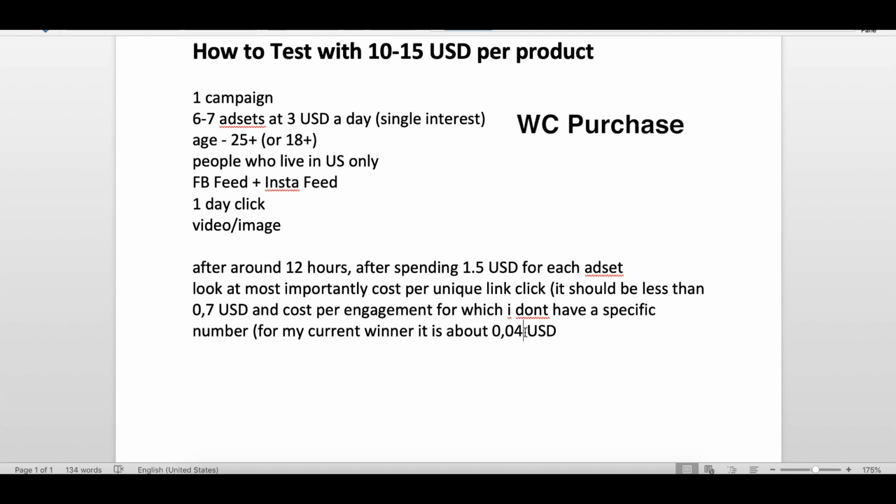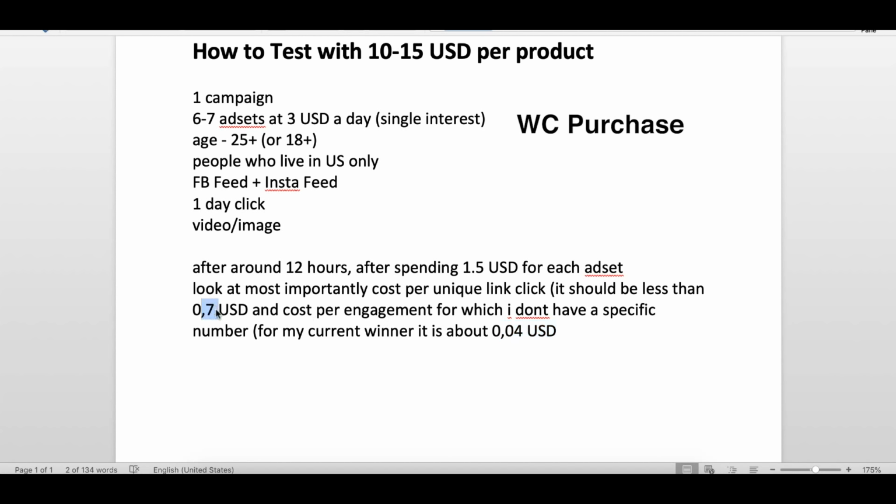So yeah, you let it run, and after 12 hours, if you see that most of the ad sets are expensive, more than 70 cents cost per unique link click, and they also have a high cost per engagement and don't have any sales, then that is a bad sign, and you should probably kill it. If 5 to 6 ad sets, most of them, are expensive, then you kill it.